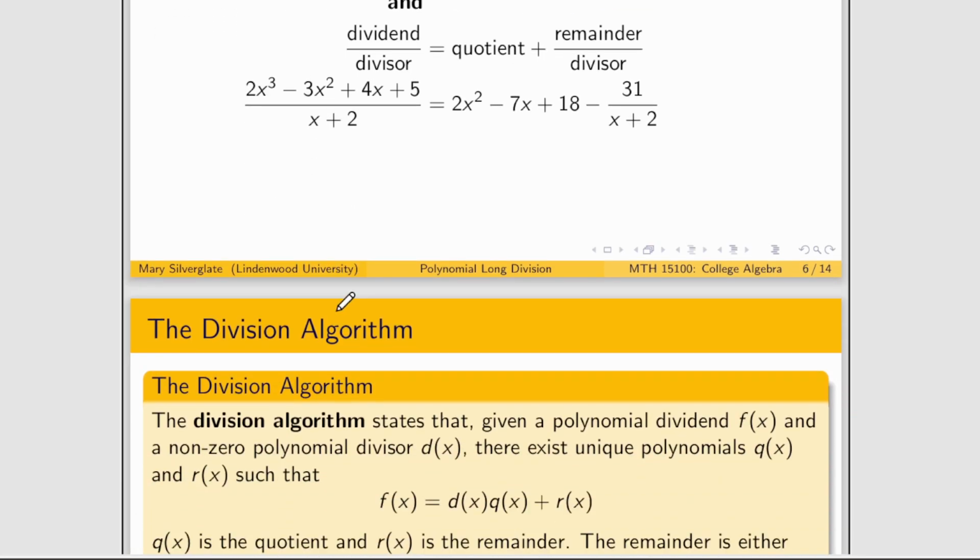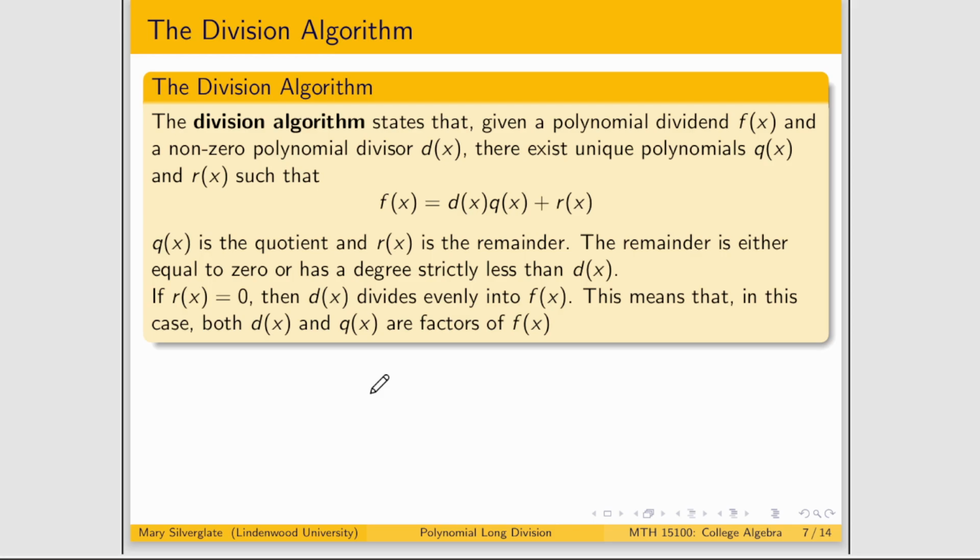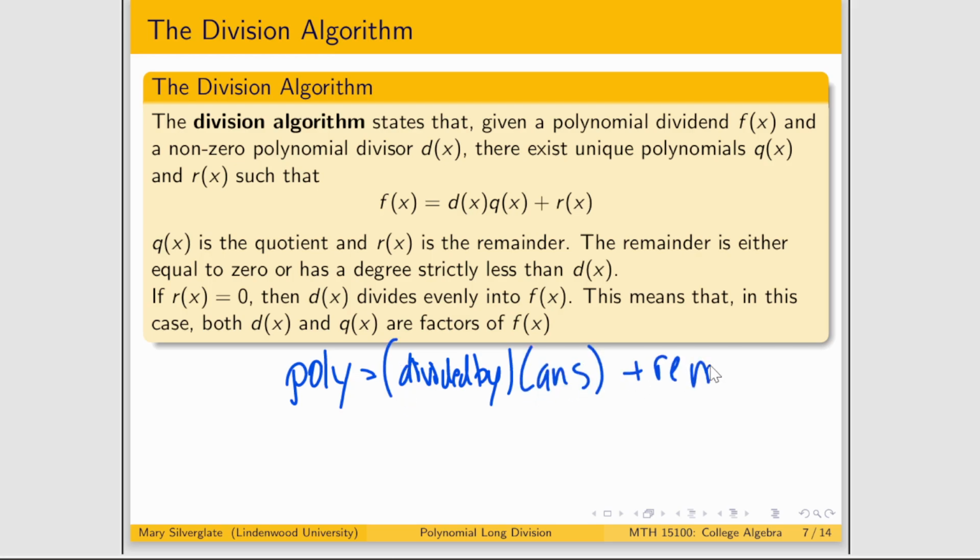And that's why we care about that. And so when they're talking about the division algorithm, they're telling us to do this process, where your original polynomial is going to be equal to the thing you divided by times your answer plus your remainder. That's kind of the colloquial way of saying that.